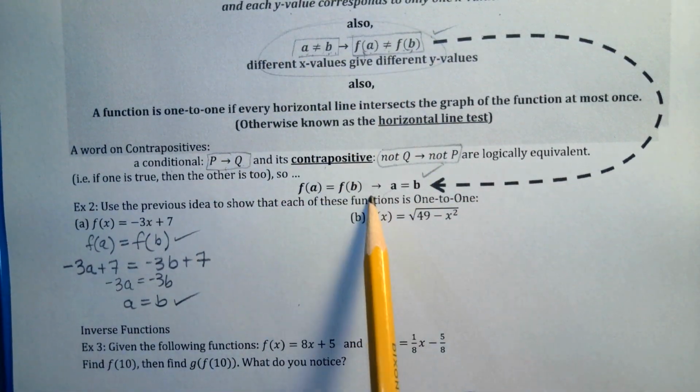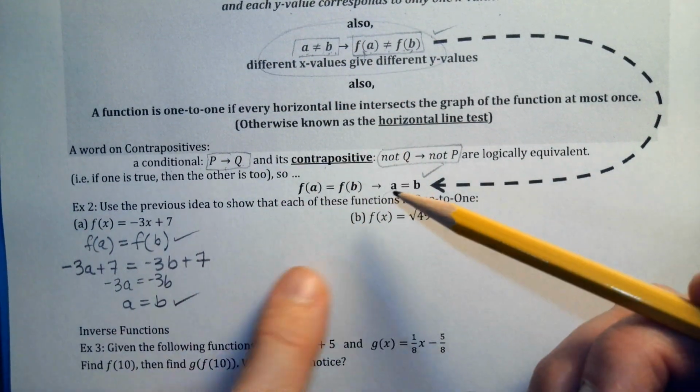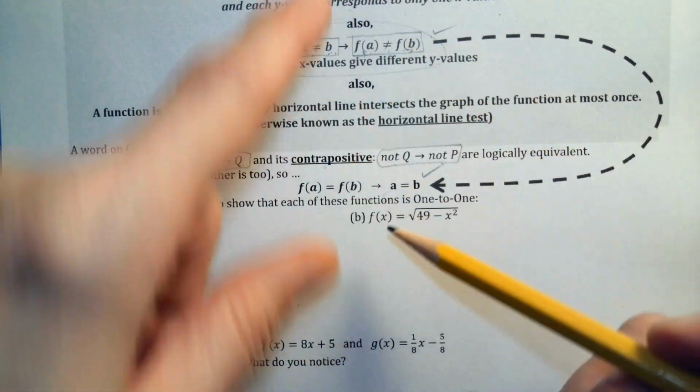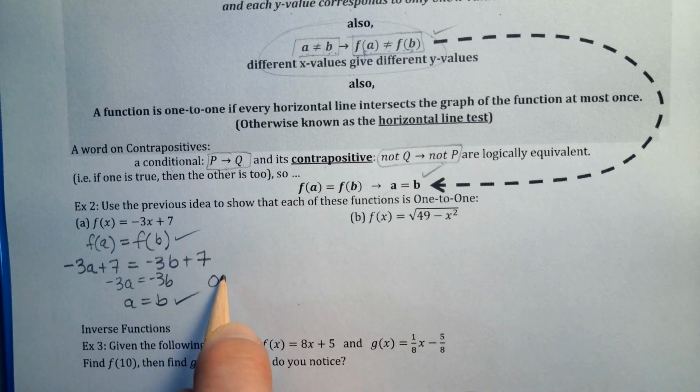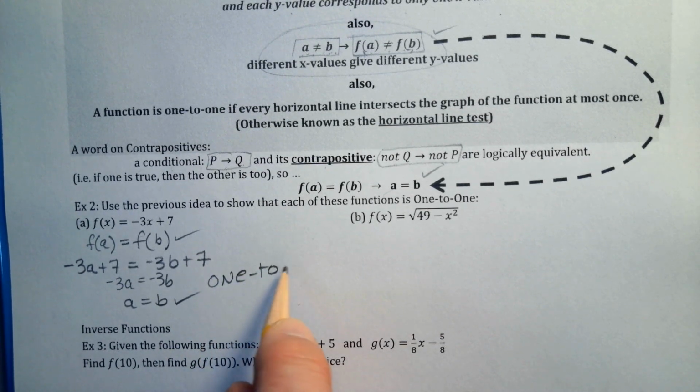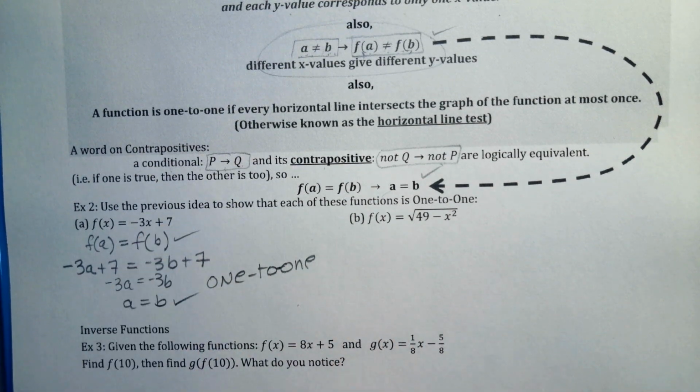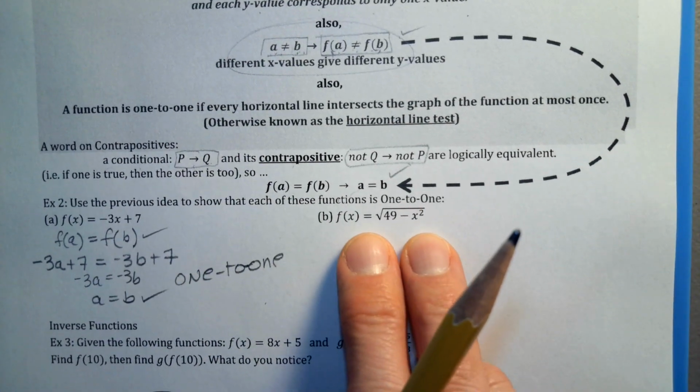So since this gave me this, that is saying this is also true, because that's the contrapositive of this, right? We said this is the contrapositive of this, but also they're contrapositives of each other. All right, so yes, this is one-to-one. Now let's try it for B.